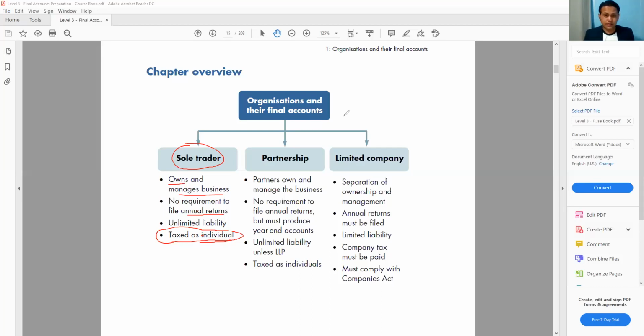So there are a lot of advantages we have as a sole trader, but there are some disadvantages too. We need to know this, but for this paper, it will not be very complex. It will be very straightforward.